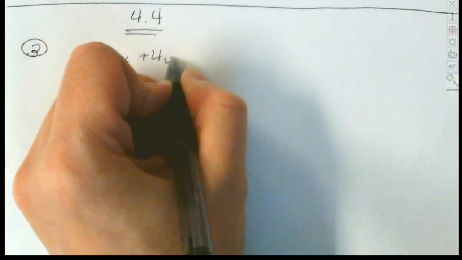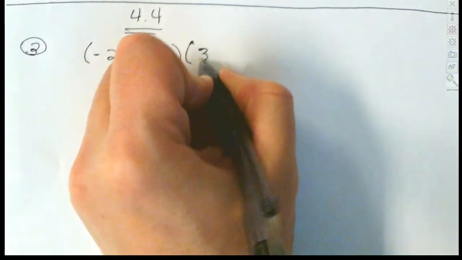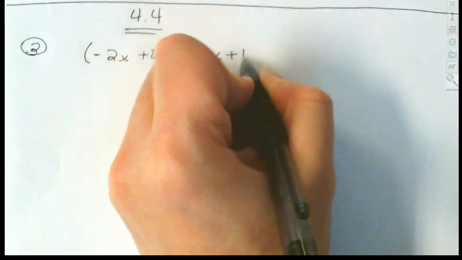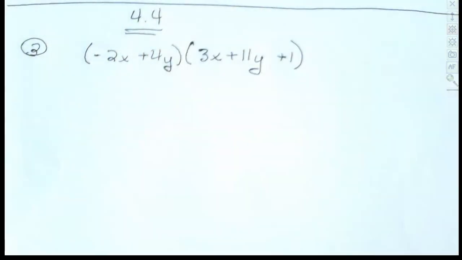And we've got minus 2x plus 4y. And we're going to multiply that by 3x plus 11y plus 1.